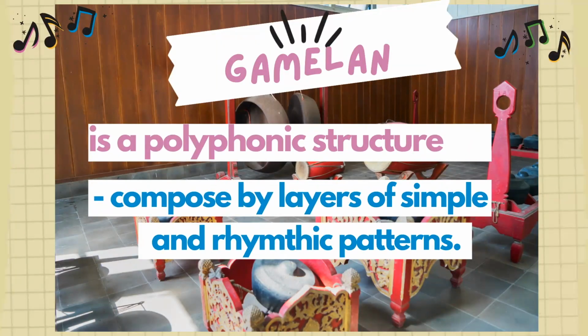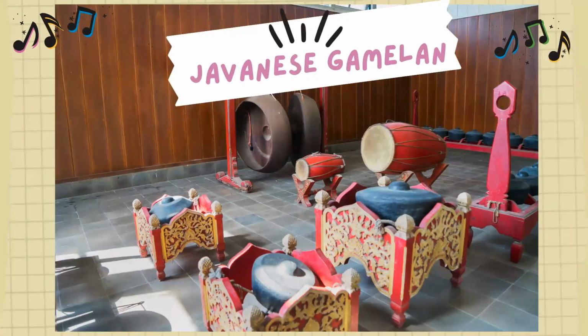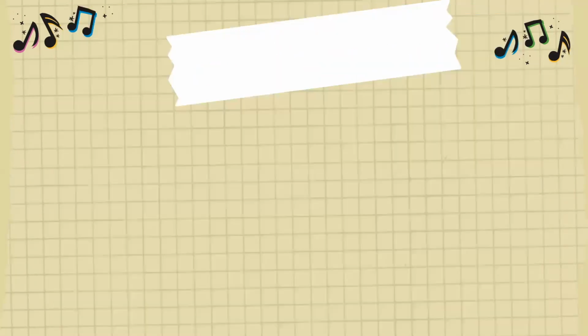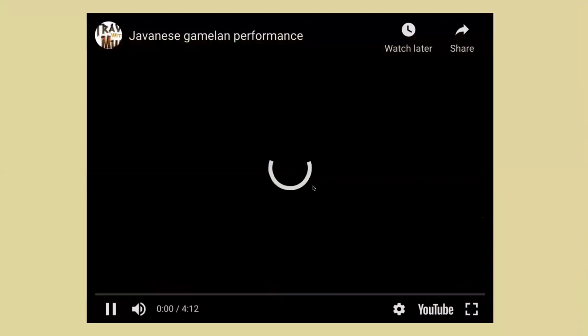Gamelan is a polyphonic structure. That means you can hear many sounds played together, composed of layers of sounds from simple and rhythmic patterns. These are the following instruments of the gamelan, and let's get to know each one of them. Watch this video closely and try to recognize, determine, or describe the music or the sounds.